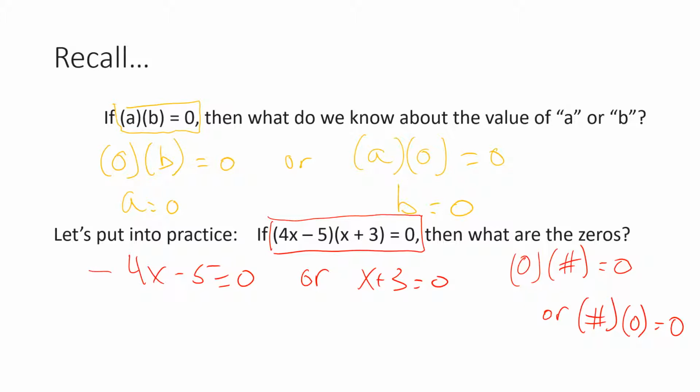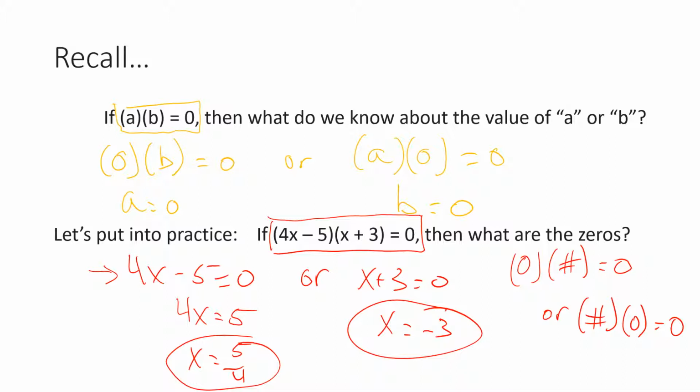Then you solve this algebraically. Let's look at this first factor. Add 5 to both sides, divide by 4, and x would be 5/4. That's one solution. And for the other solution, you subtract 3 from both sides, and you get x equals -3. So here are the two solutions that will make this statement true.